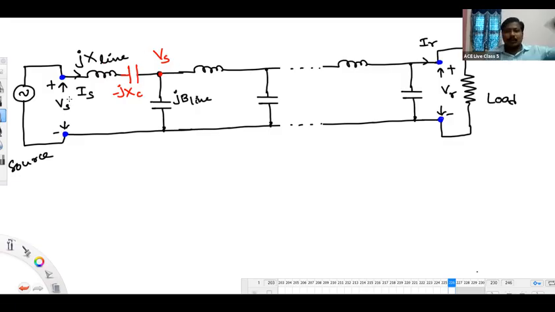Okay, next thing. Look here. This is the sending end current Is. In that, some current is drawn by this jB line. The remaining current will go out. Whatever current is going out, I should make it Is. To make that Is, we will be adding one shunt reactor bank. In this place, we are going to add one shunt reactor.